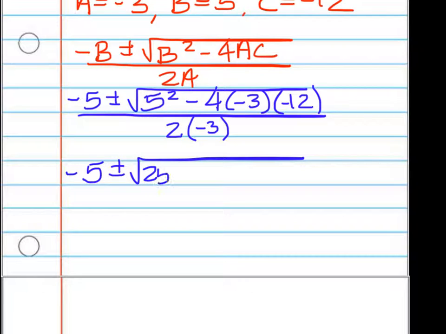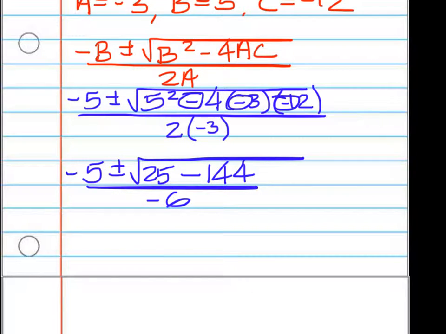You'll have 25, and in here we have minus a negative, 3 negative signs you can think of that as. 2 negative signs gives you a what? A positive. 3 of them will give you what? Negative. So you would have minus 4 times 3, which is 12, and then 12 times 12 is 144. And on the bottom a negative 6. Negative 5 plus or minus the square root of 25 minus 144. 25 minus 144 would be a negative 119.